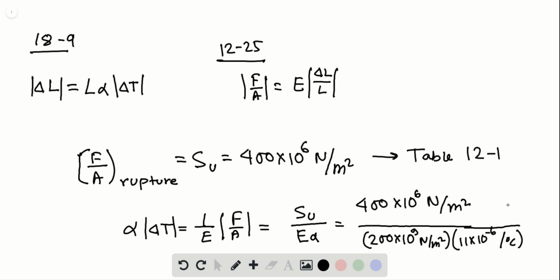And this calculation gives us, there is a mistake here. So when we're using SU by E alpha, we take this alpha on the right. So this is E times alpha, right? And when we do the calculation, we see that the temperature is 182 degrees Celsius. So that's the change in temperature.